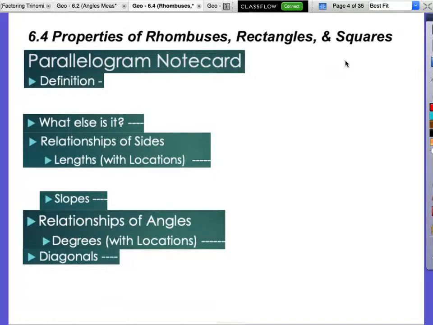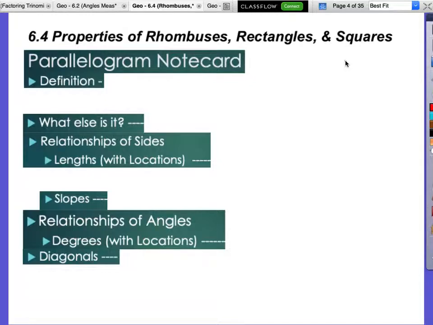Okay. So with this, if you have room on your note card somewhere, I would love for you to add on either definition and diagonals. Okay. And we can shorthand those.